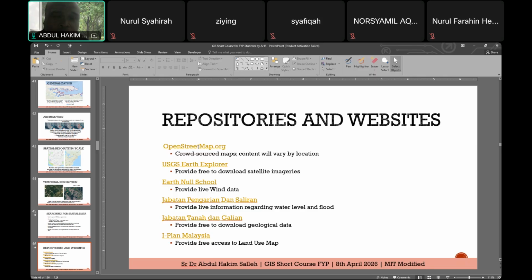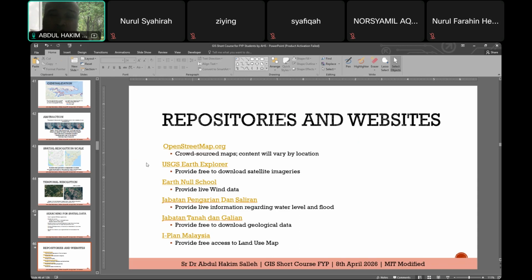use the data. Now, next is the USGS Earth Explorer. It provides you free-to-download satellite imagery, but with limited resolution. Okay, it provides you 30 meters resolution.